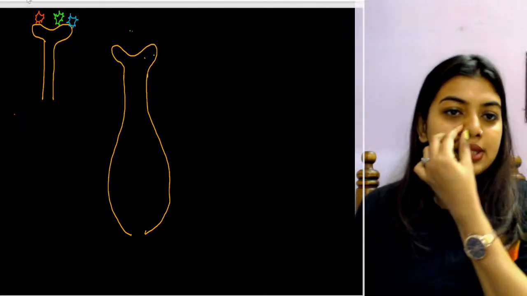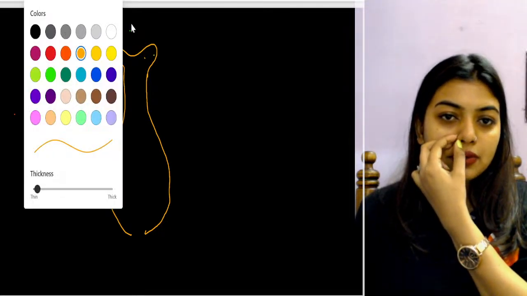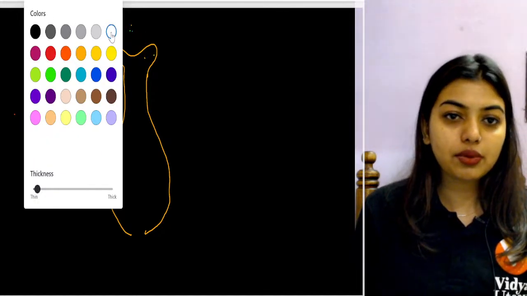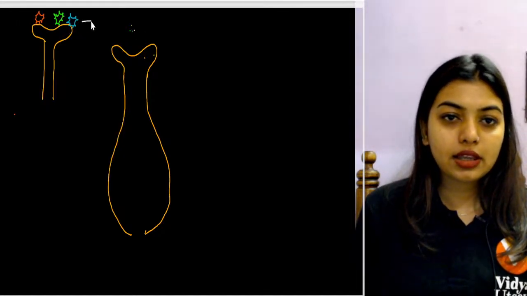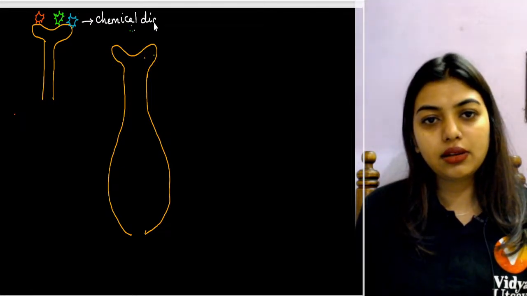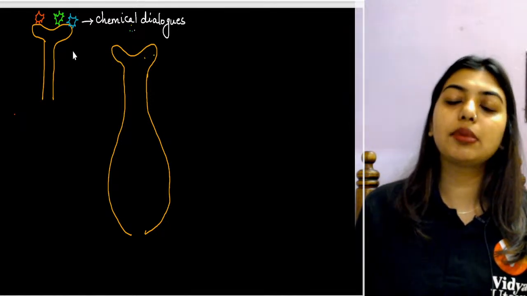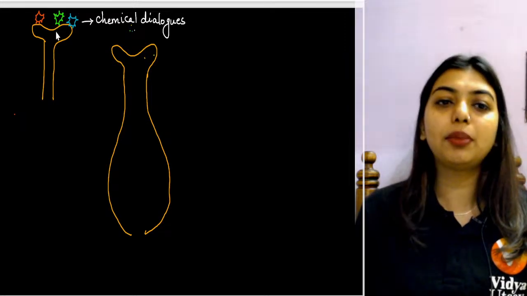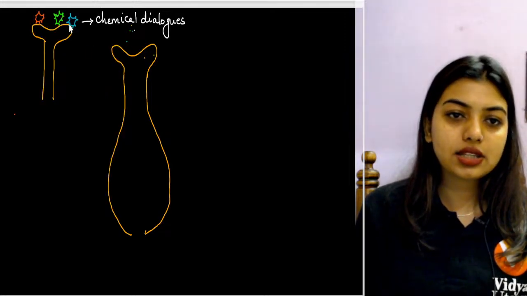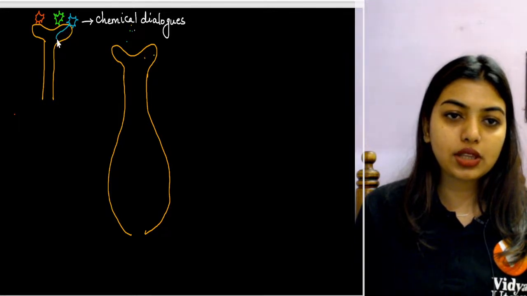Now among these, let's say pollen-pistil interaction happens. The first ever step is going to be what? Chemical dialogues. This chemical dialogue, a chemical interaction, lets them know who is the perfect match for them. Okay, so now let's say the pollen has started growing, pollen tube growth has happened.